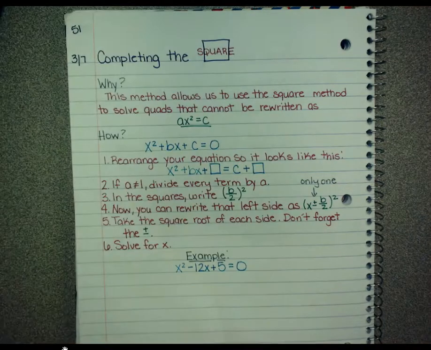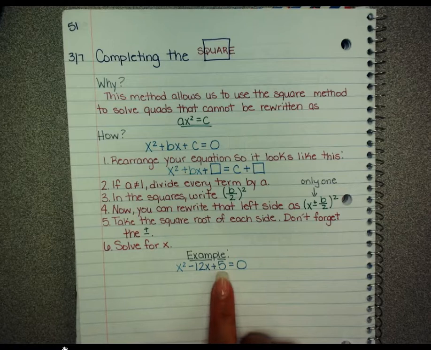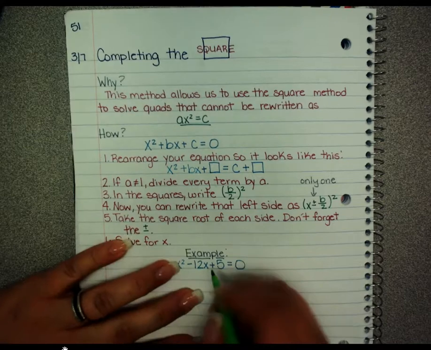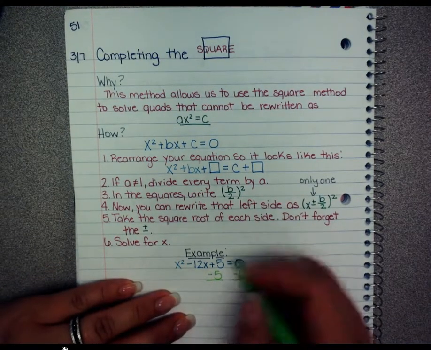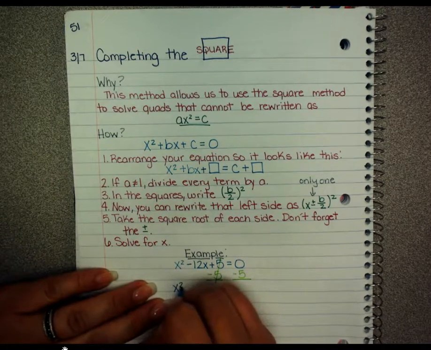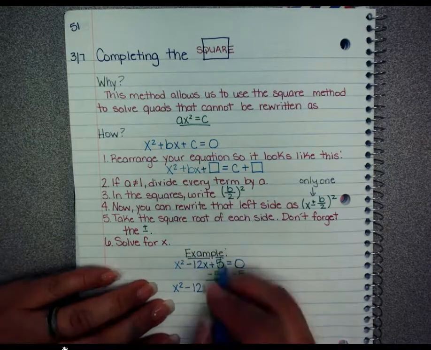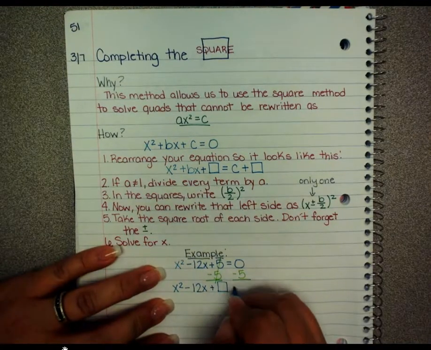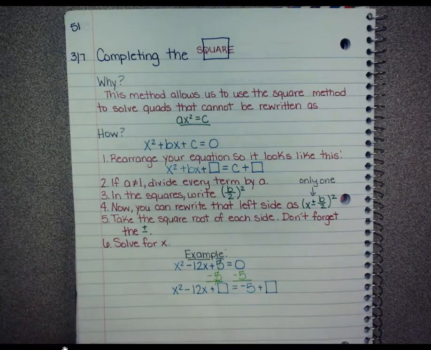So the first thing that we need to do with step 1 is to move this c over. Our c is 5. So we're going to take c and subtract it. So subtract 5, subtract 5. Those will cancel. And now we've rearranged it so we get x squared minus 12x. Now that we've moved c over, we're going to add our square. So square is equal to negative 5 plus our square.